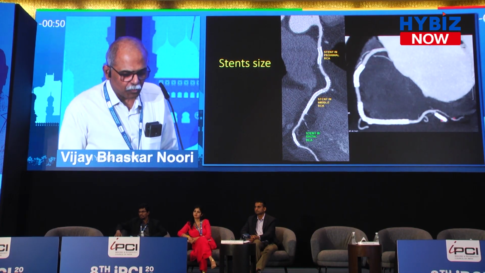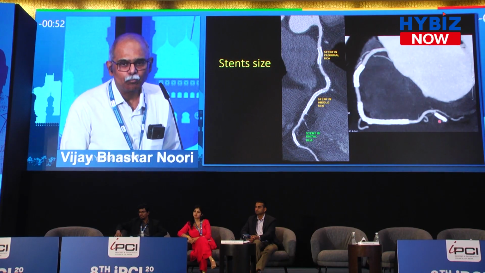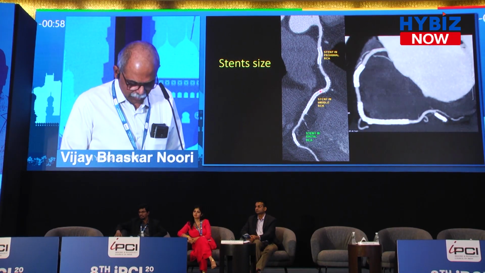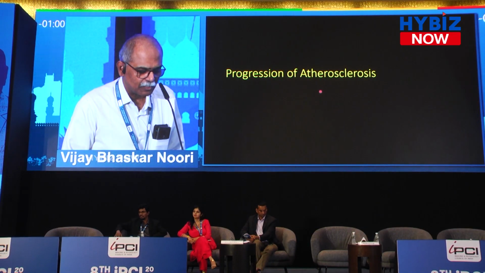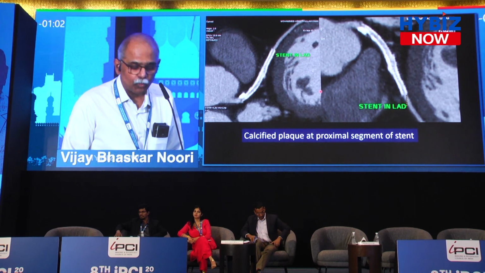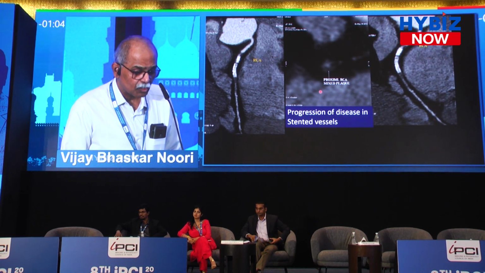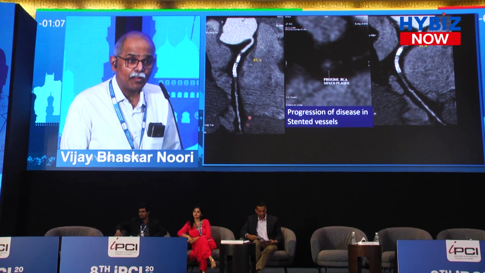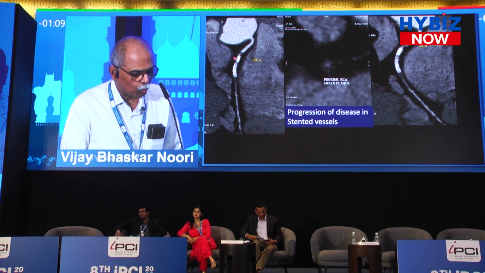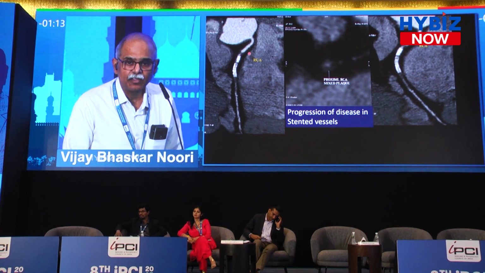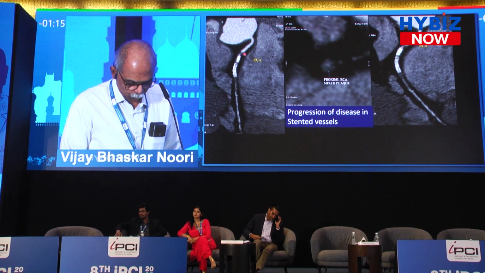So if you want me to comment about the stent here in PLVB, better not. But I can definitely comment about stent in proximal RCA, proximal mid RCA, because the size of the vessel is larger. Similarly, progression of atherosclerosis in non-stented vessels can be picked up, or even in the stented vessels, you can pick up the progression of atherosclerosis. You can look at this severe lesion proximal to the stent. That is again the advantage of doing a CT scan.